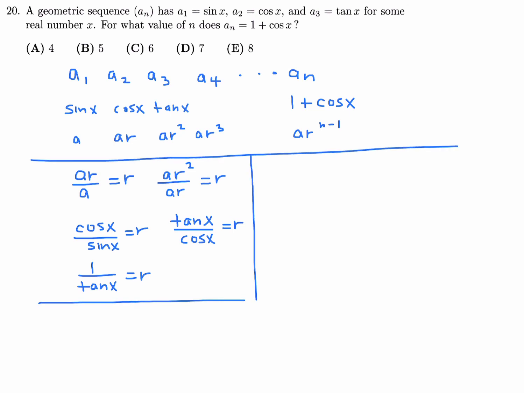Now, the next part is I'd like to concentrate on a_4. I have a feeling that a_4 is going to help me. a_4 is ar to the power of 3. Well, that's really just ar squared times r. ar squared is tan x, that's given to us in the question, and r, I just figured out, was 1 over tan x. So that means that a_4 is just 1. That's very helpful, so put that in red there.